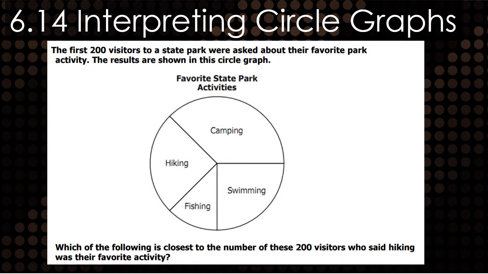Now we're going to cover some different types of problems using circle graphs. We're given some key information here. Make sure you read all the parts that we're looking for. The first: 200 visitors to the state park were asked about their favorite park activity, and the results are shown in the circle graph. Camping obviously received the most votes. Fishing received the least votes.